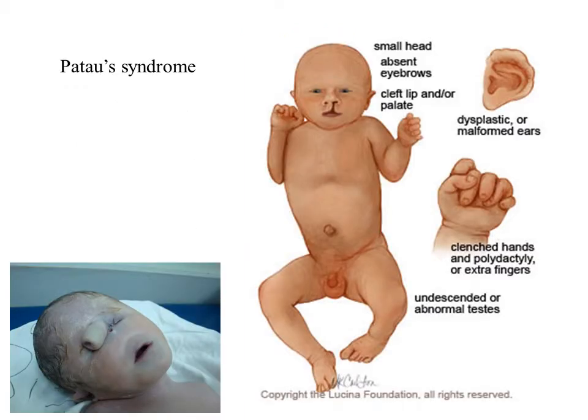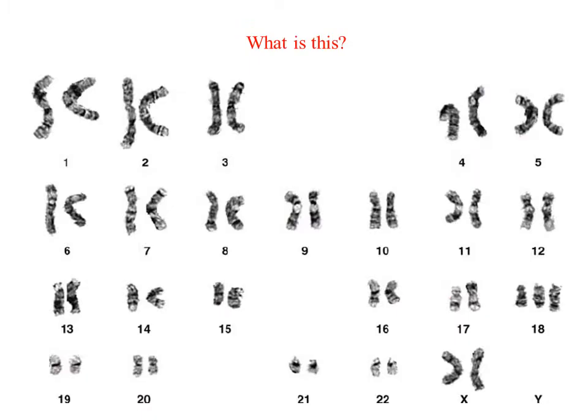That is Patau syndrome. Small head, absent eyebrows, cleft lip or palate, extra fingers, polydactyly. What is this? Yes, this is a female, but she is abnormal. She has an extra chromosome number 18.